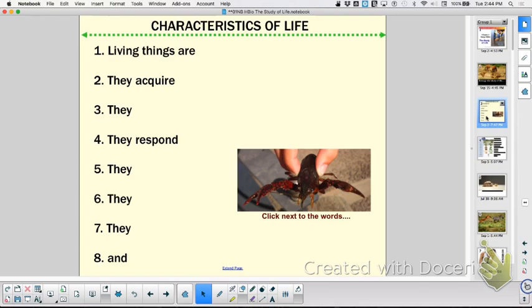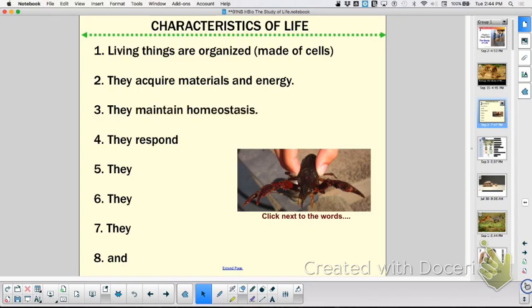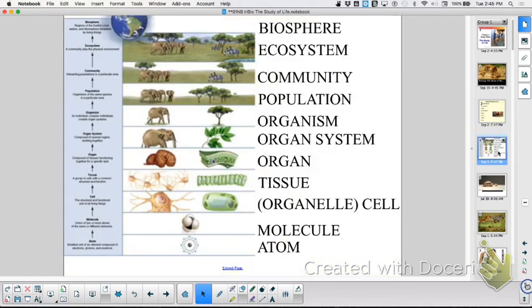Living things are organized, made of cells. They acquire materials and energy. They maintain homeostasis. They respond to stimuli and reproduce. They grow and develop, and they adapt and die. Perfect. Okay? And then we said, how are they organized? Atom all the way up to biosphere. Do you think it's important for you to know that order? Yeah. Do you think it's important for you to know the characteristics of life? I agree.